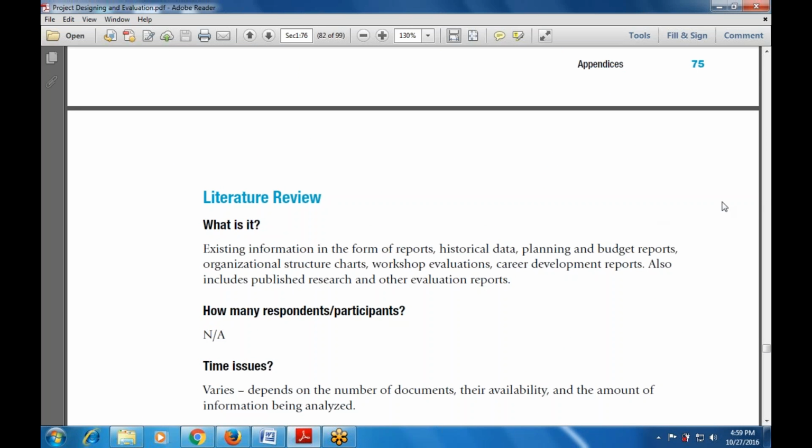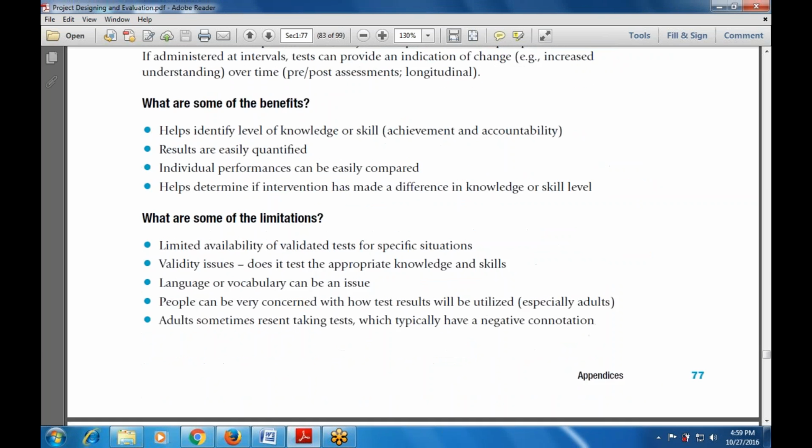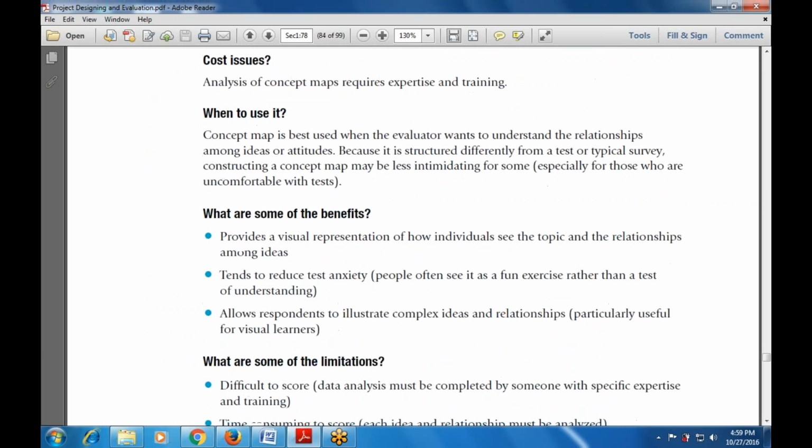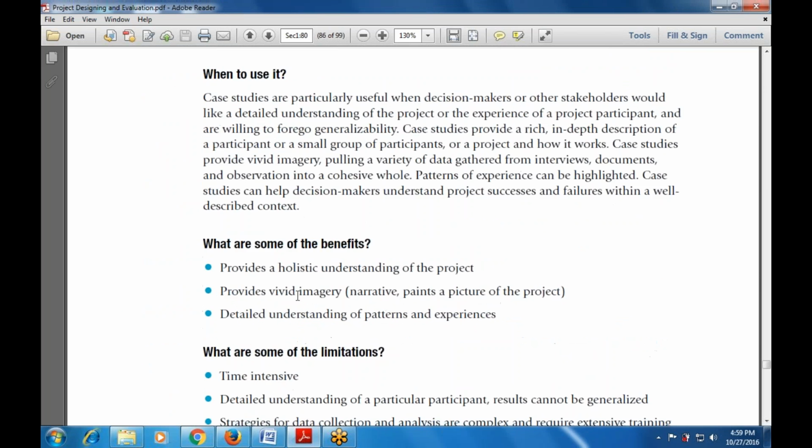Then the literature review we have discussed: how many respondents, how many participants are available, how to use it. Then what is the test, what are the advantages. Then the concept map, the time issue, what are the various time frames. Then document or product review, and case study.